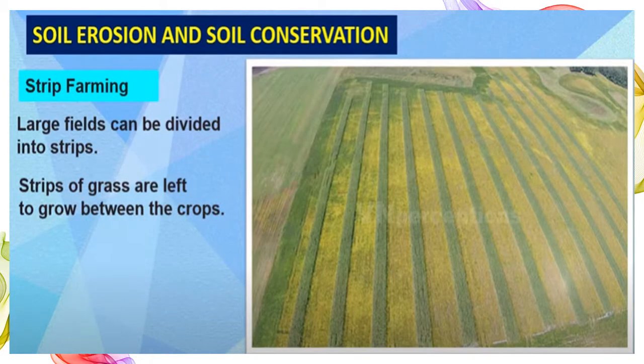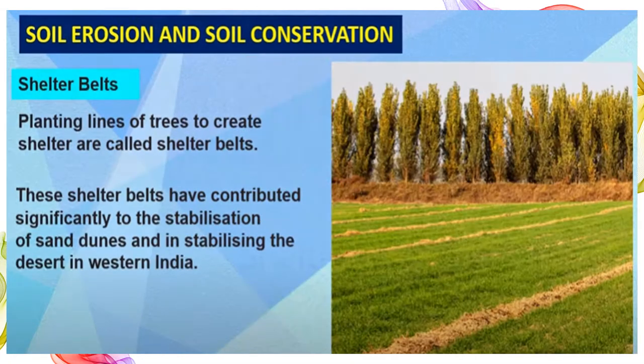Third method is strip farming. Large fields can be divided into strips. Strips of grass are left to grow between the crops. This breaks up the force of wind and this method is known as strip cropping or strip farming. The last method is shelter belts. This is the finest method to conserve the soil. Planting lines of trees to create shelter also works in a similar way. Here you can see a belt of trees which grows on contour lines or contour bunds around the field. These shelter belts have contributed significantly to the stabilization of sand dunes and in stabilizing the desert in western India.